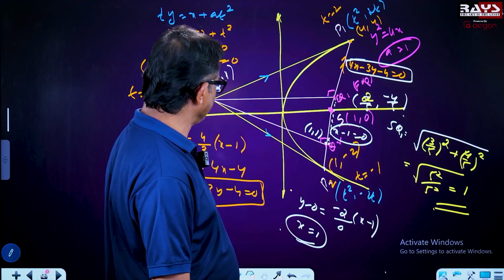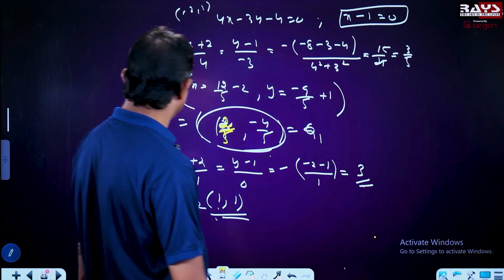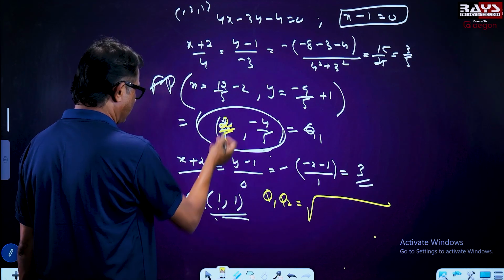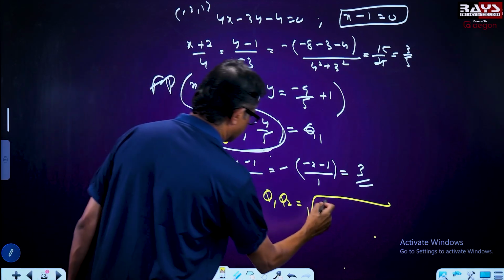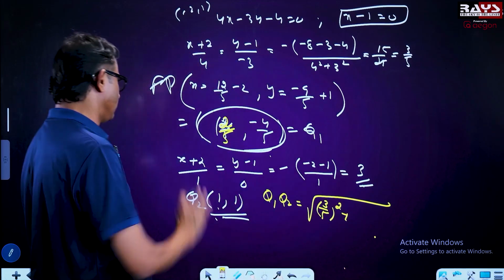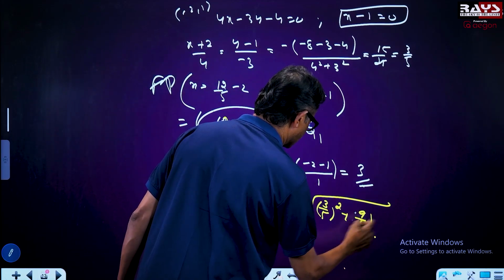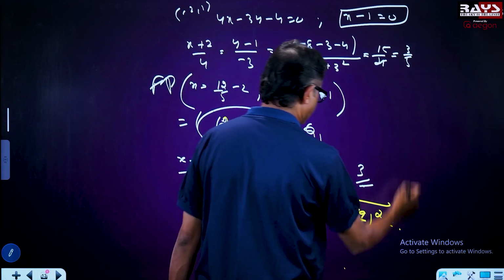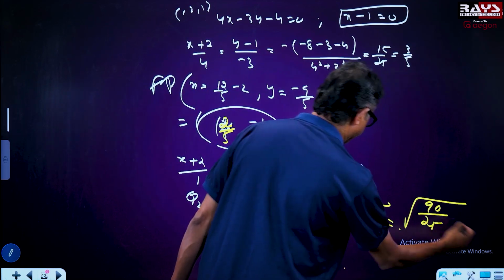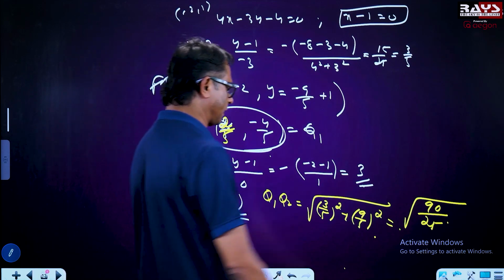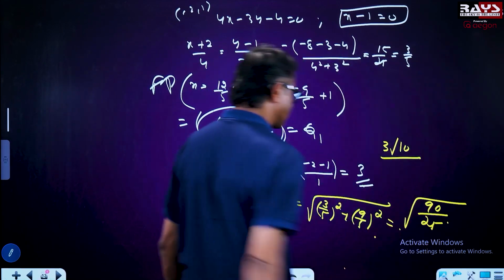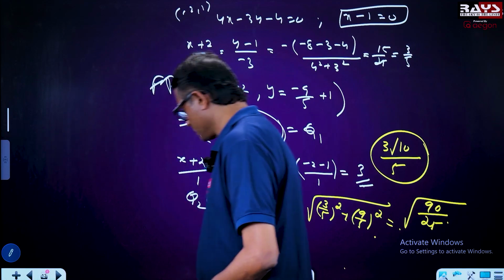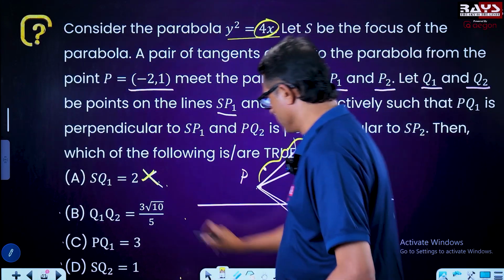So Q1, Q2 is equal to, Q1 is what? 1 comma 1, okay. So what is Q1, Q2? Q1, Q2 is equal to root of 1 minus 2 by 5, that is 3 by 5 the whole square, plus 1 plus 4 by 5, that is 9 by 5 the whole square, that is 81 plus 9, 90, okay. So root of 90 by 25, root of 90 is 3 root 10. So this is equal to 3 root 10 by 5. So that I think is correct. 3 root 10 by 5 is correct.